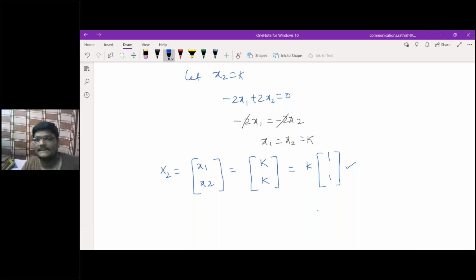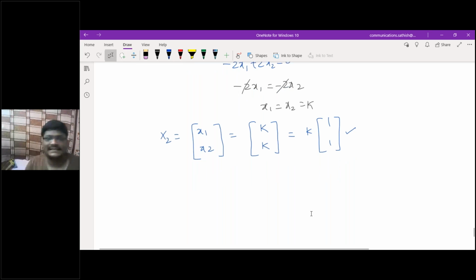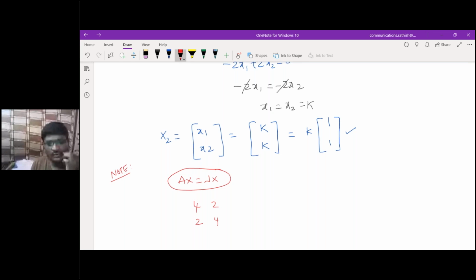Now you can cross verify this. Take again Ax is equal to lambda x, and check whether it is satisfying this condition or not. A is 4, 2, 2, 4, and the vector x is 1 and 1. Multiply here: 4 plus 2, 2 plus 4, which is how much?